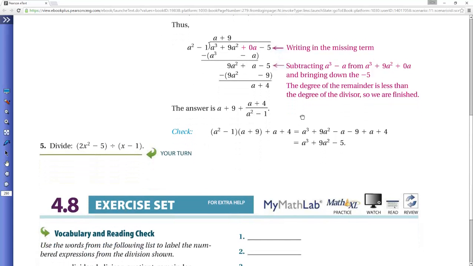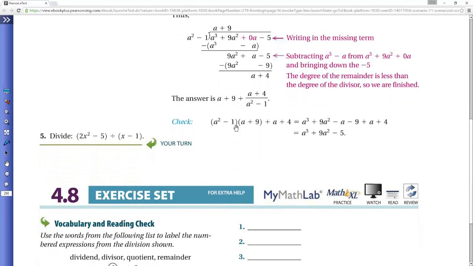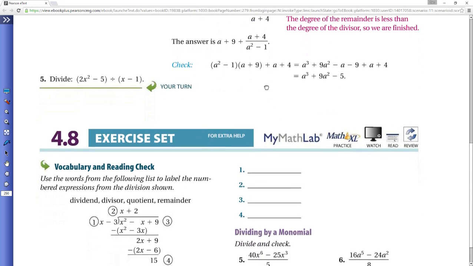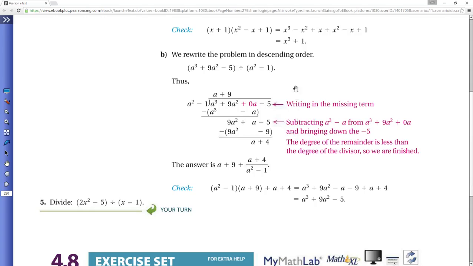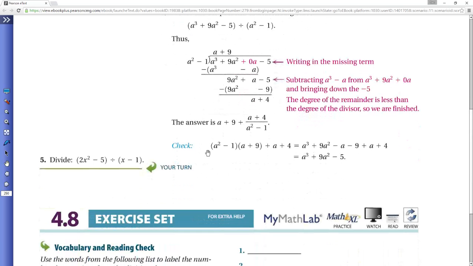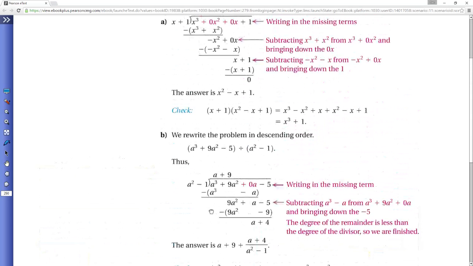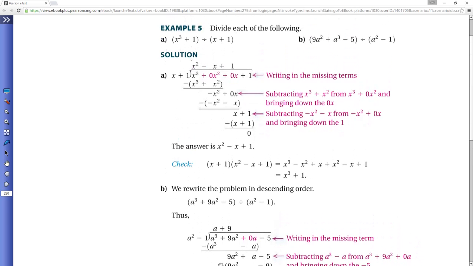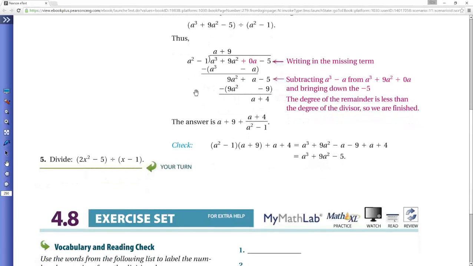Well, I can check this now. I can take this, multiply them together, and then add my remainder. And I should get the original polynomial. So long division is an important tool for simplifying or doing division within some of these types of polynomials.